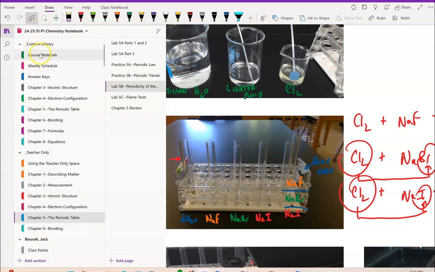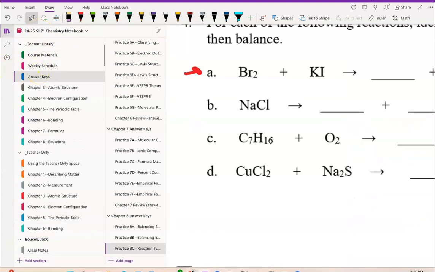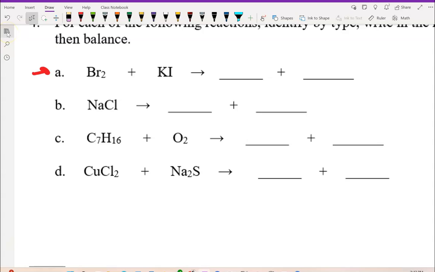So let's go back here. And what we're worried about is the exact same thing. Can this bromine replace the iodine? We're not worried about can it replace the potassium. That means this is going to look a little different. We'll call that our A, we'll call that our B, and that's our X. That means our products should be B and XA.